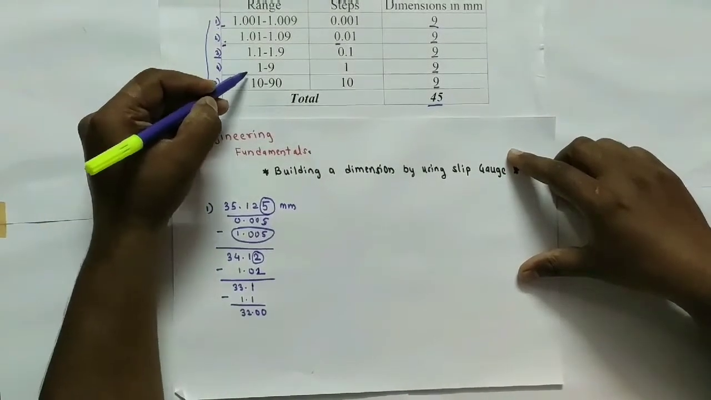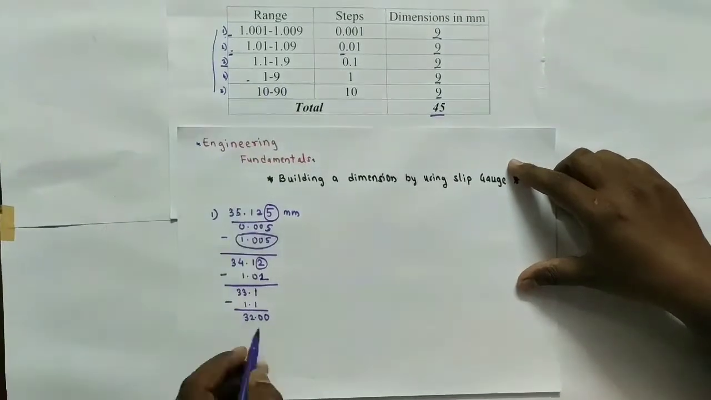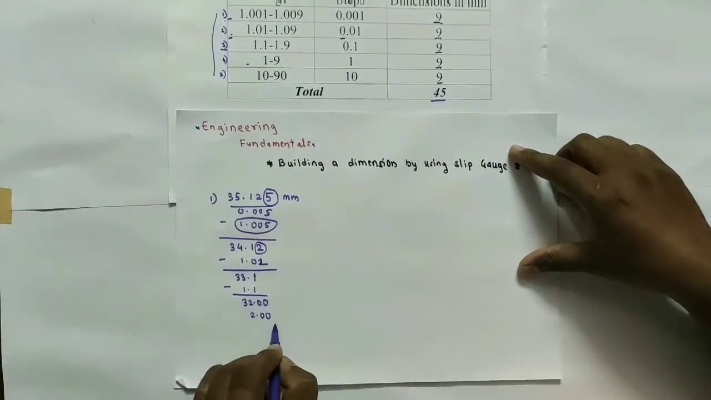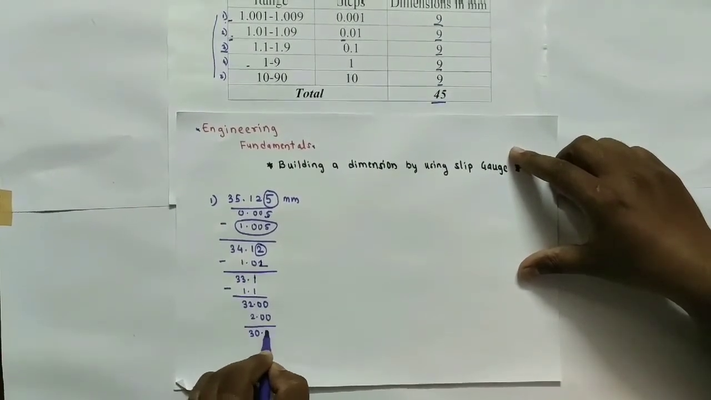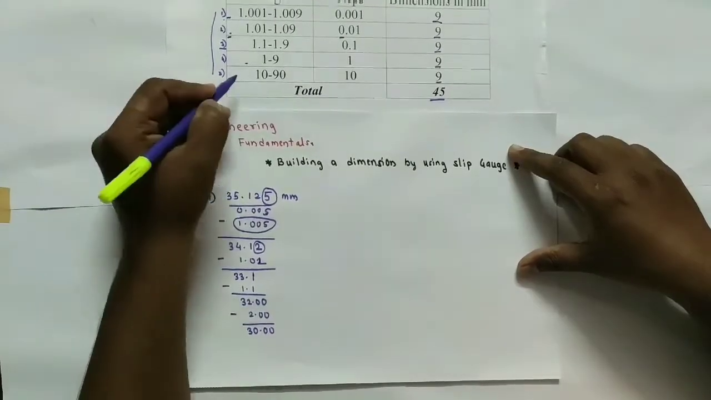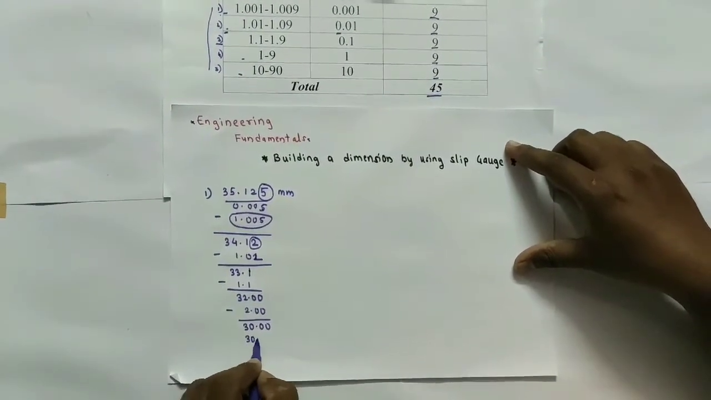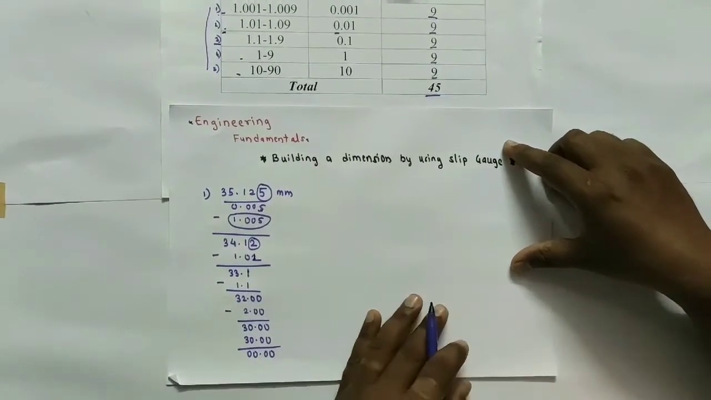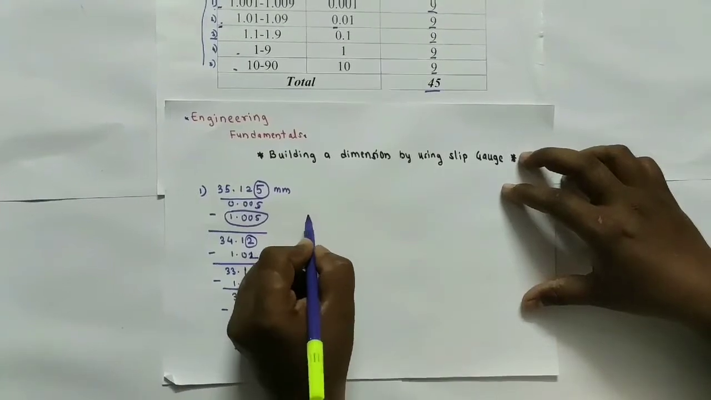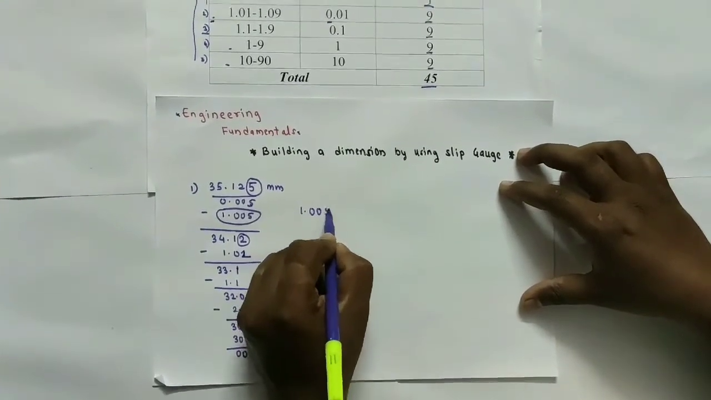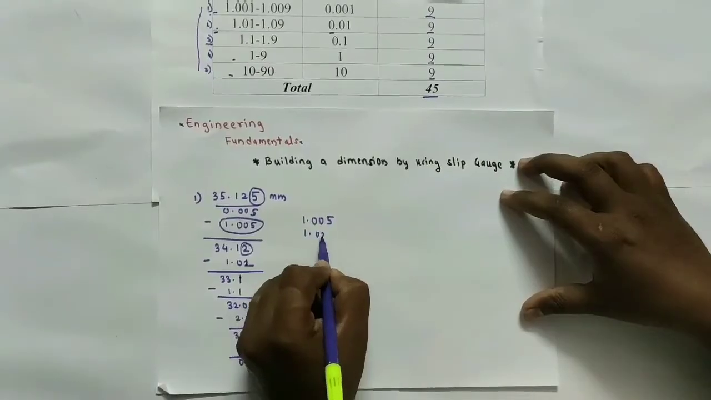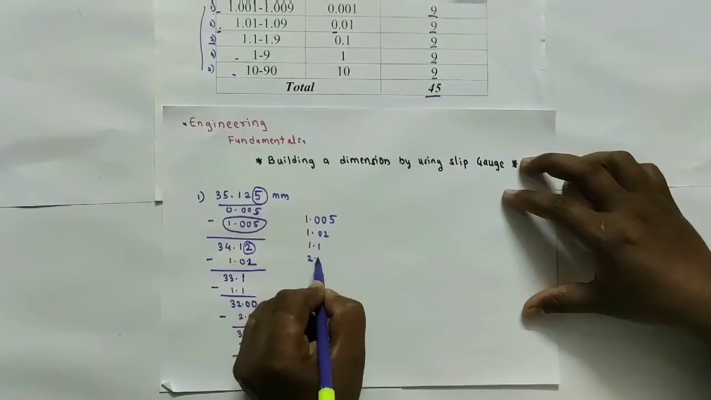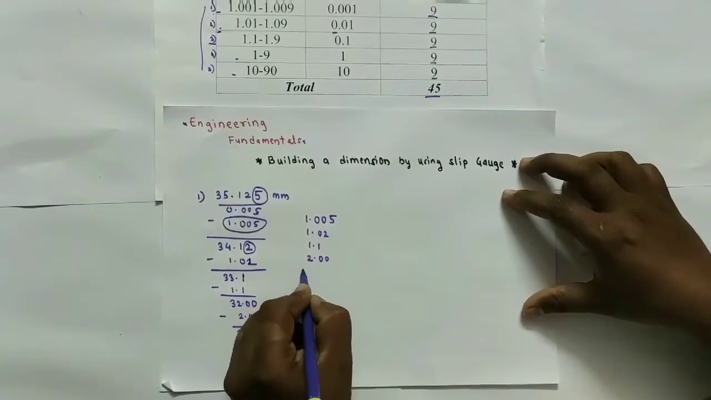Then the fourth one, 2, you have to subtract, that is from the fourth range. Then we are getting 30. In the last we have a 30 slip gauge. Then finally we are getting 0. So which slip gauges are we taking? 1.005, 1.02, 1.1, 2 and 30.